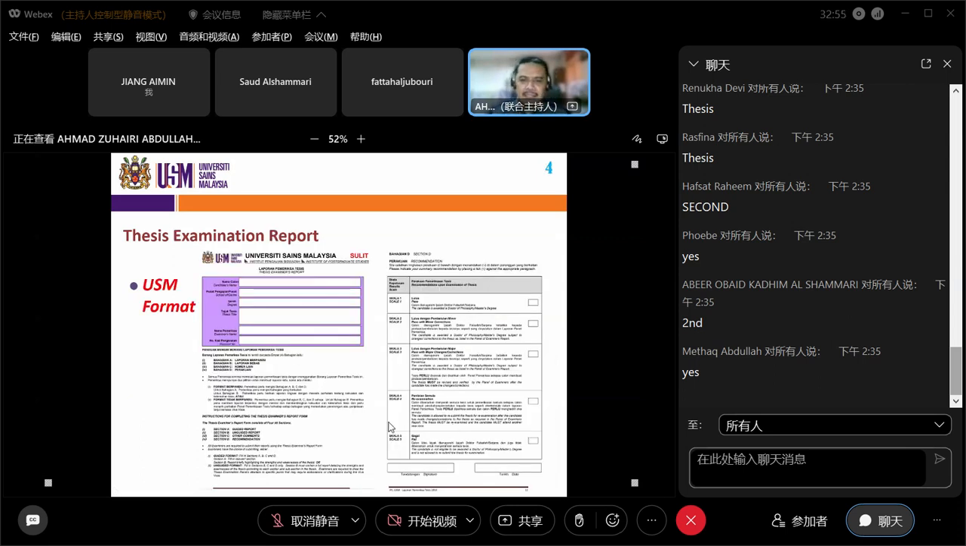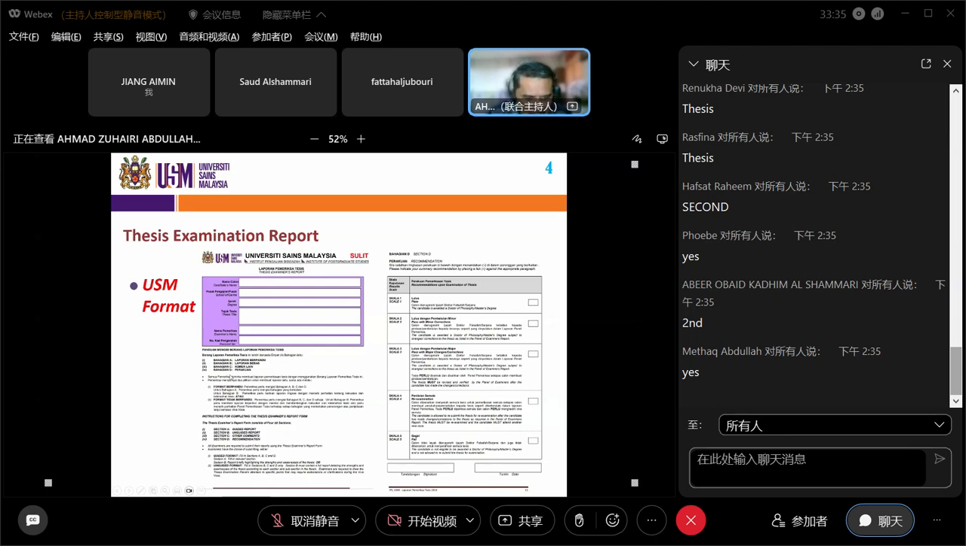Probably I can share with you how a typical thesis examination report looks. Usually, it consists of two different parts. One is the guided one, and another one is the free format, so they can write anything. The guided one is just based on a question. They need to respond accordingly. For the free format one, they can write whatever concern, whatever comment that they have, and sometimes some other comment on the recommendation for award and all that.